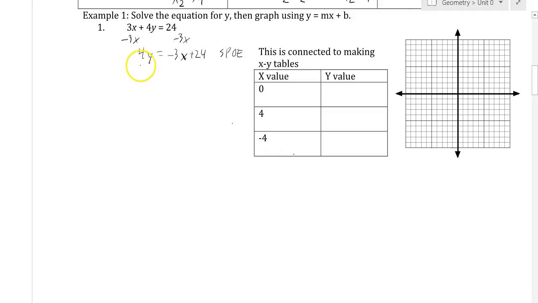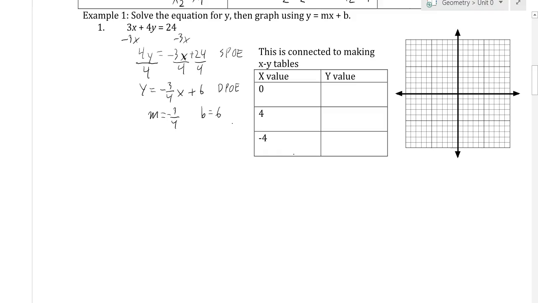We're going to divide by the number in front of y, dividing everything by 4. Using the division property of equality and simplifying, we have y equals mx plus b. So now it's easy to recognize what the m is, negative 3 over 4. And it's easy to recognize what the b is, 6.